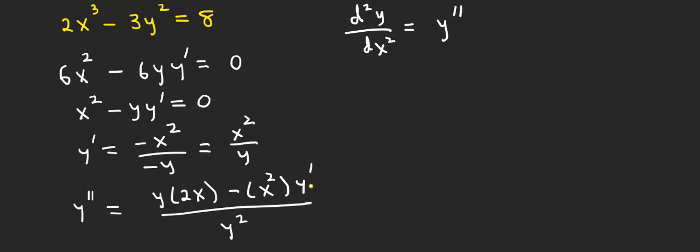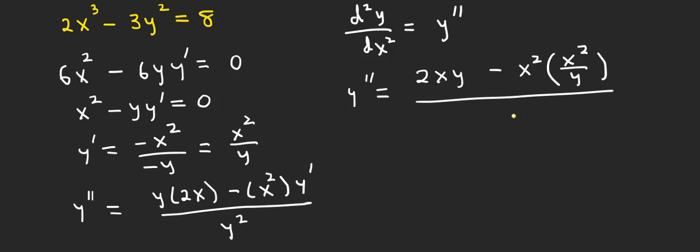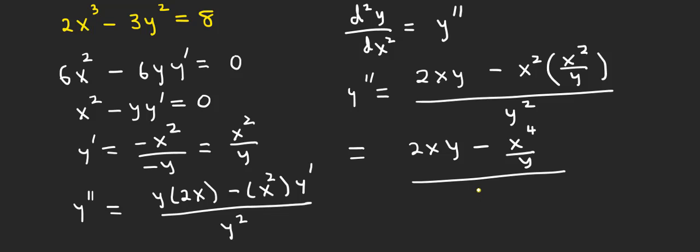What is y prime? Y prime is x squared over y. So we have to substitute x squared over y instead of y prime. We end up getting 2xy minus x squared times x squared over y, all over y squared. So we've got some cleaning up to do here. So it's going to be 2xy minus x to the 4th over y, all over y squared.